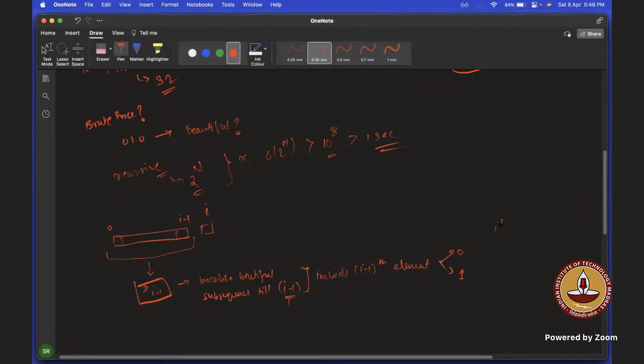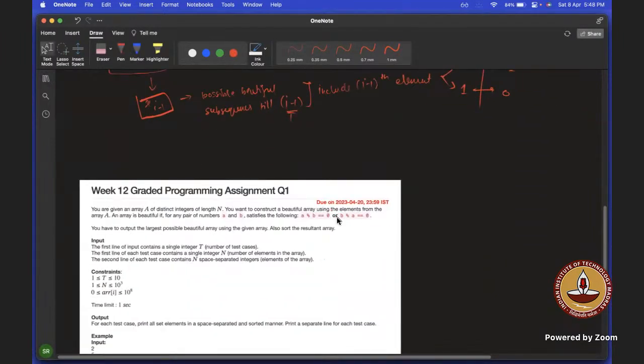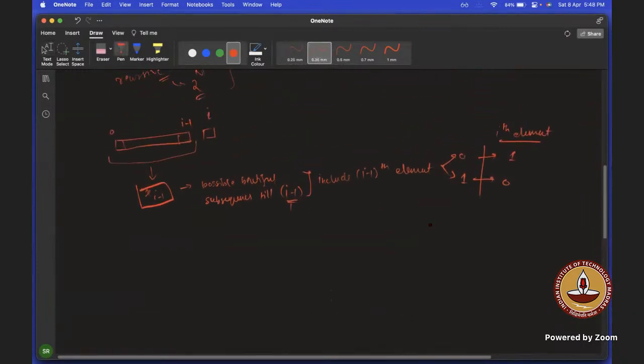Now what would be the ith element? Now we come across the new element, the ith element. If the I minus 1 element is 0, then the ith element would be 1, because the input is a beautiful subsequence. And if it's 1, it would be 0. What we have to find is the possible beautiful subsequences till I, which includes the ith element.